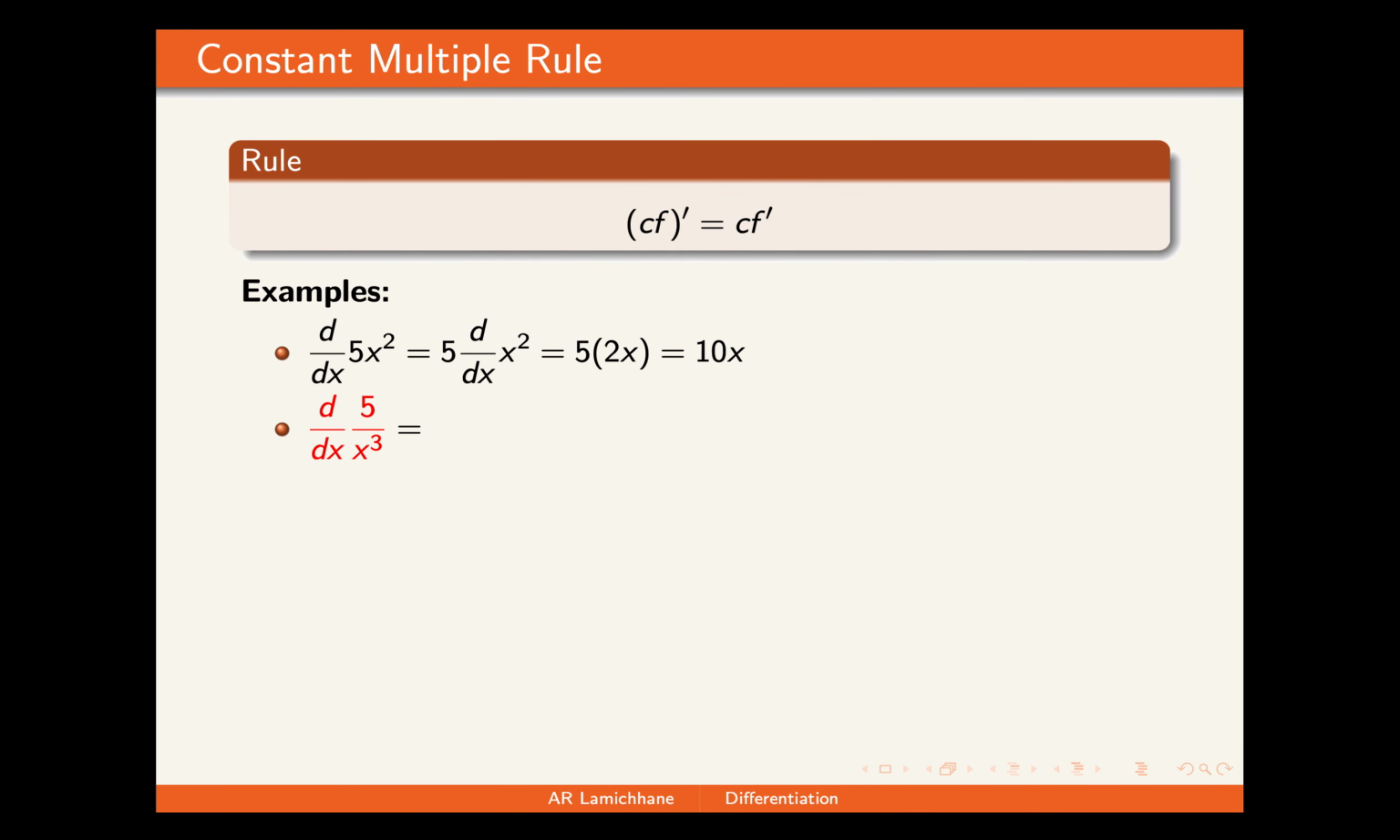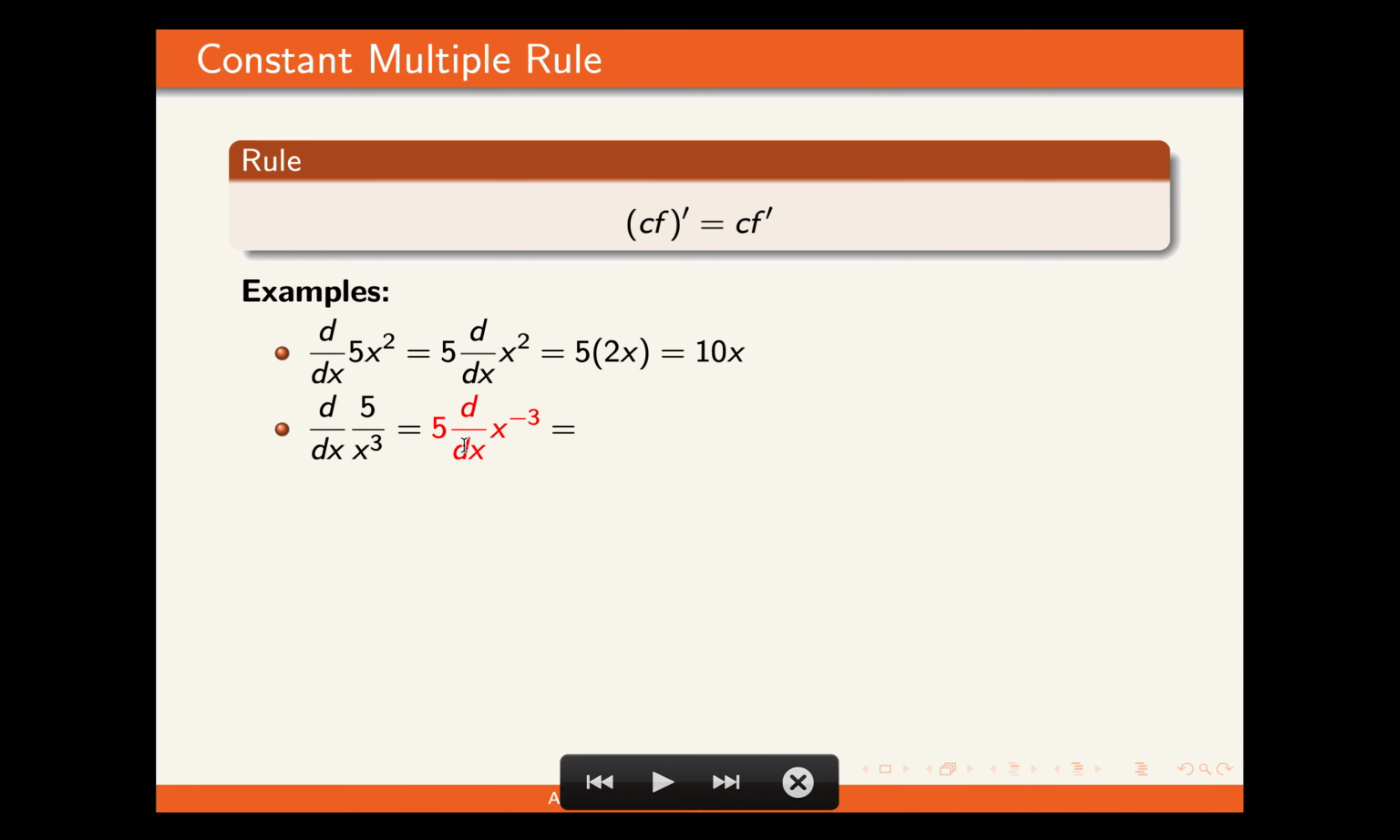Similarly, let's see the other example where we have 5 over x cubed as a function. If you look at this function, it can be written as 5 times 1 over x cubed. So 5 is again a constant multiplied by 1 over x cubed, and 1 over x cubed can be rewritten as x to the power minus 3, if you change it into the negative exponent, right? So this is how we can write it down.